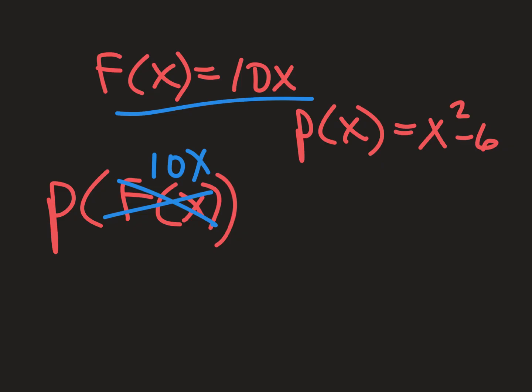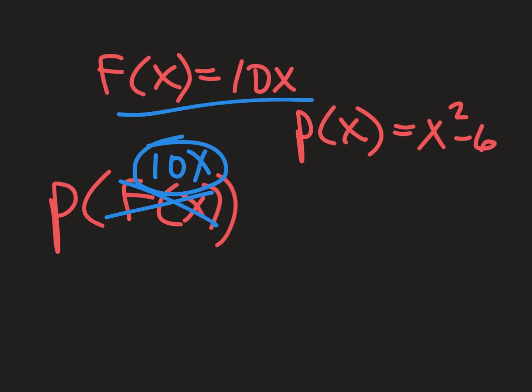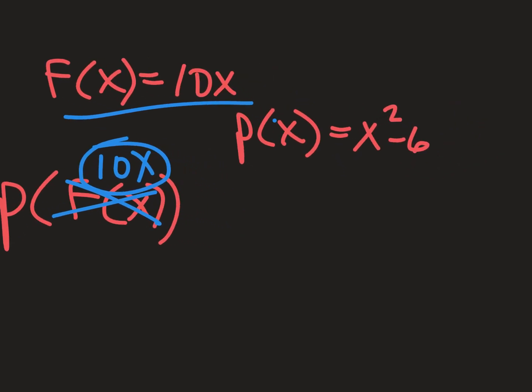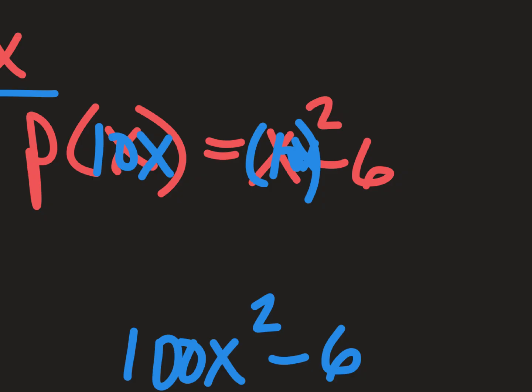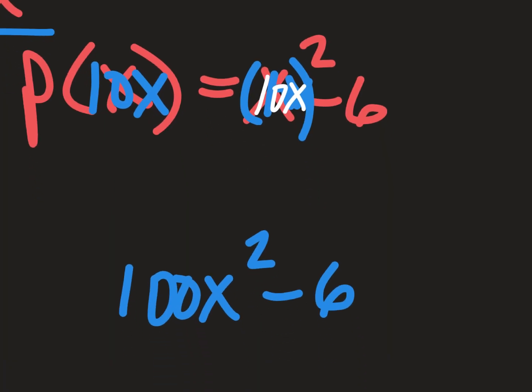All right, so the P alligator's eating a 10x. So 10x can go right here and right here. And it'd be really easy to think it was 10x squared minus 6, but it's 100x squared minus 6. Because that 10x, I'm going to redo it in white, 10x in here, that 10 has to get squared, so it's 100x squared minus 6. Raise your hand if you had 100x squared minus 6.